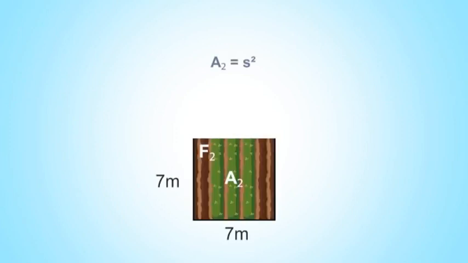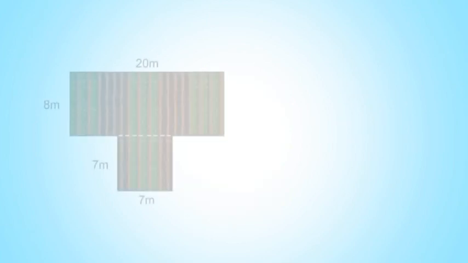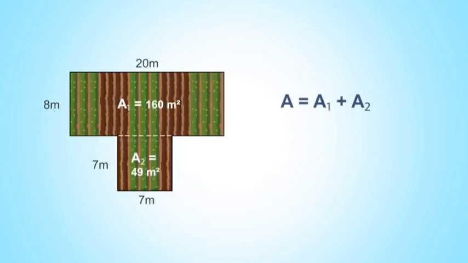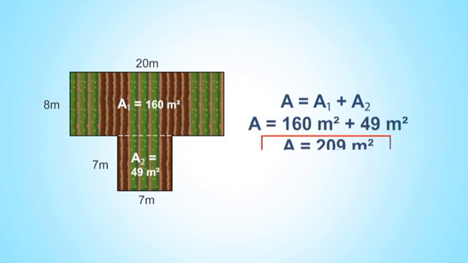That's area 2 equals S squared. Plugging in our values from the figure shown, we get area 2 equals 7 meters squared. Solving for area 2, we get 49 square meters. Now we simply add area 1 and area 2 to get the area of the irregular planar figure. This gives us a total of 209 square meters. Sadly, this means it might not be too profitable for the farmer because he can only use 209 square meters.